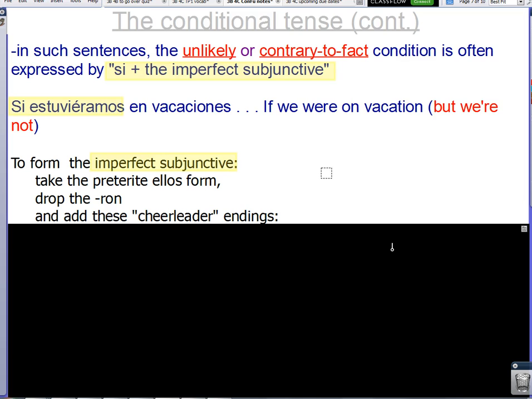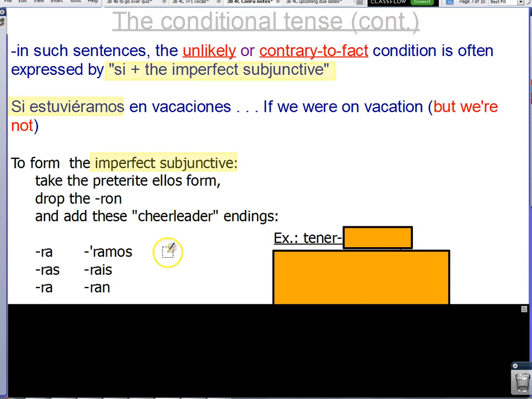Because back in like, I don't know, the 1940s, 1950s, I wasn't alive then, a lot of cheerleaders used to say like, rah, rah, rah. And it sounds silly, but those are the endings. Ra, ras, ra, accent ramos, rais, and ran. What we mean by that is the accent goes on the letter before the R in ramos.